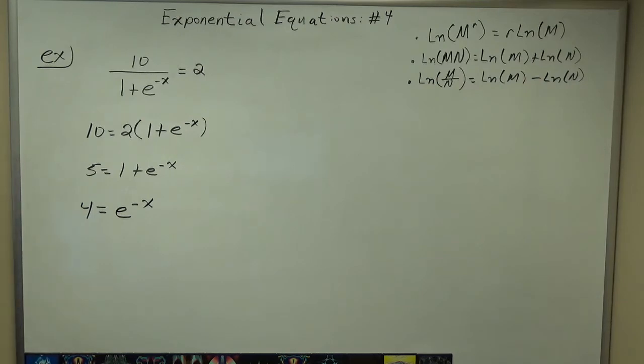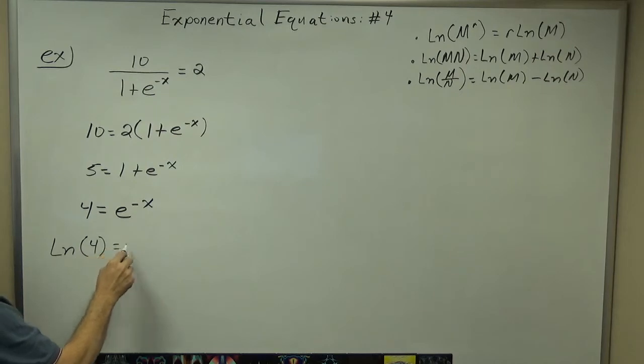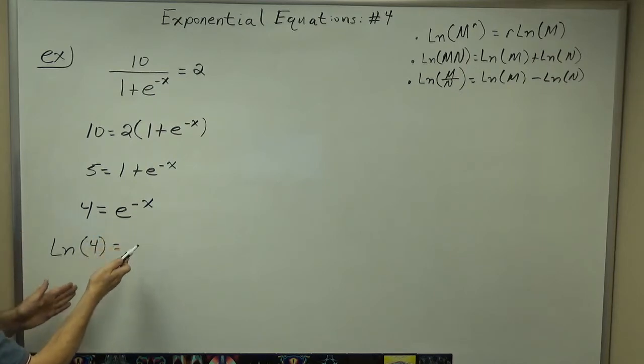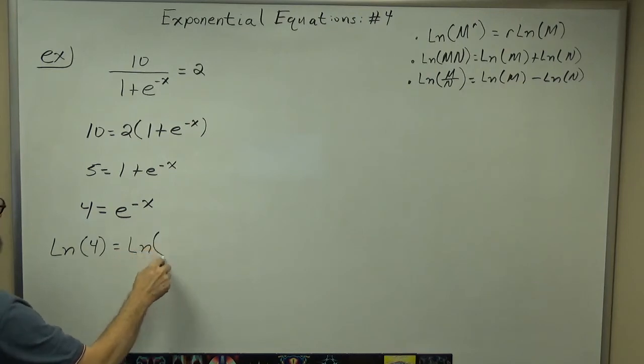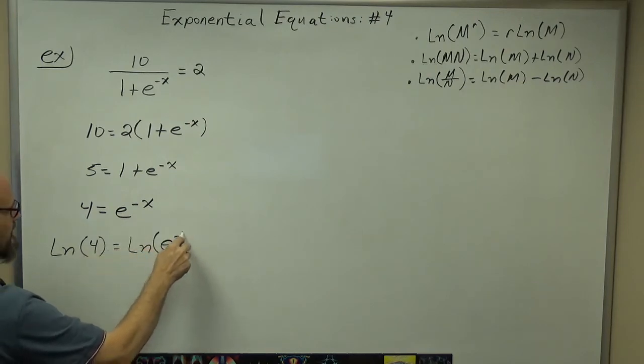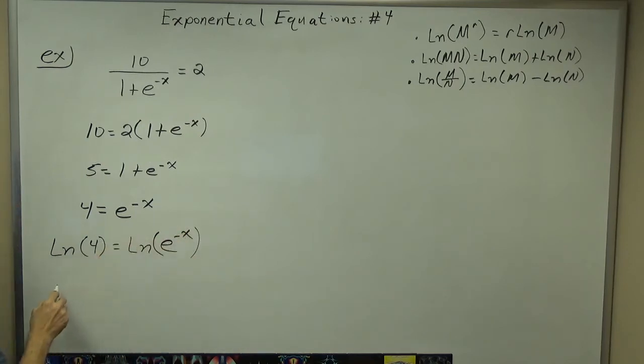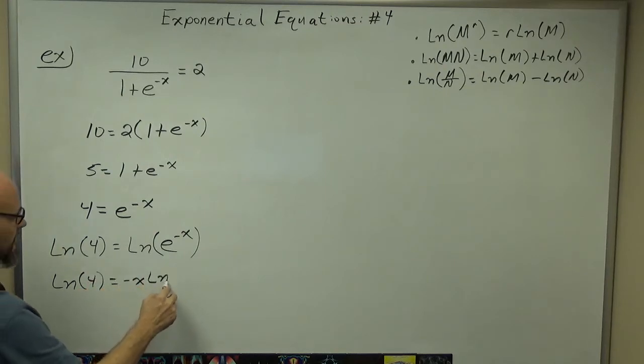Now, at this point, I guess I could actually take the ln of both sides if I really wanted to. Why don't I do that? This is a pay me now or pay me later kind of problem. Doing it this way, I'll have to divide by -1, but that's no big deal. So I take the ln of both sides, I get the ln of 4 equals ln of e to the negative x. I bring that negative x down in front, and I have ln of 4 equals negative x times the ln of e.